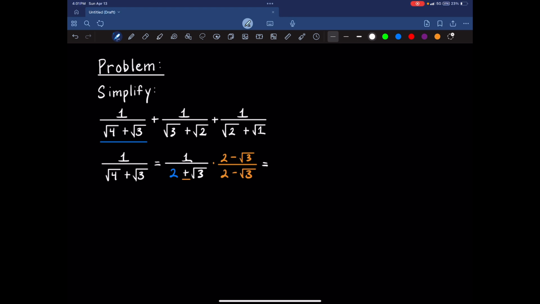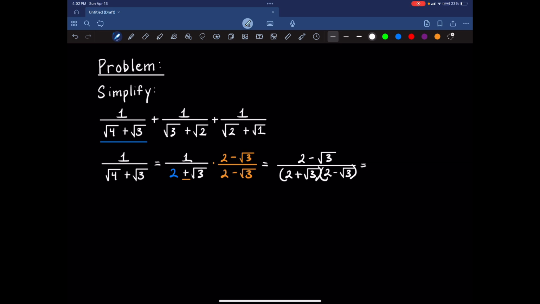So the numerator will just be 2 minus the square root of 3. And we're going to divide by 2 plus the square root of 3 and 2 minus the square root of 3. I don't know why that radical keeps flipping up like that, but anyway. So that's what we have now.